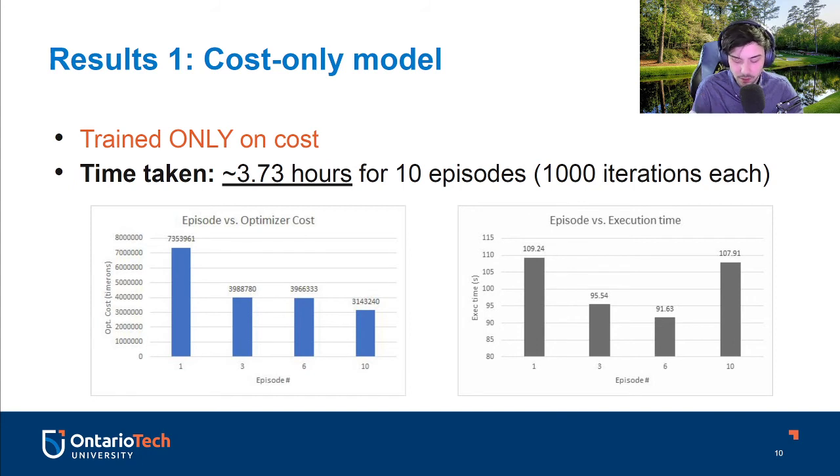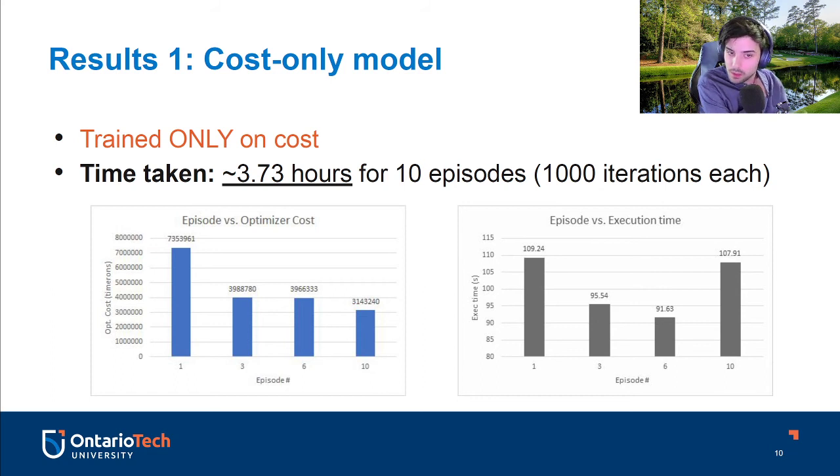The first model, where we only train on cost, is a lot faster than training on execution time. It takes less than 4 hours for 10 episodes, so we weren't doing too much work here. You can see on the left-hand side of the chart, episode versus optimizer cost, you can get a sense that the agent is able to figure out how to minimize the cost from the optimizer by finding appropriate configurations over time.